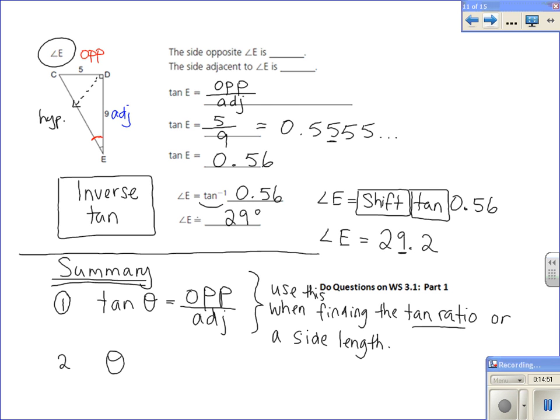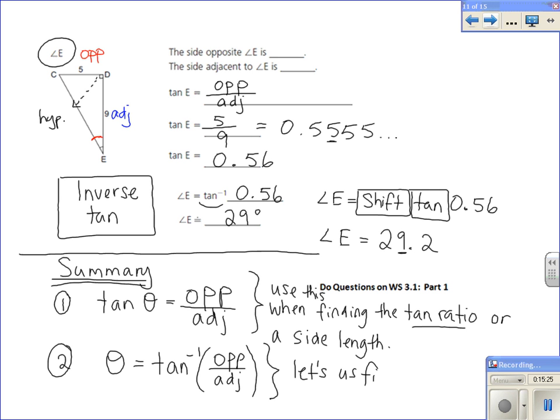The second formula then that we have is that when you're looking for an angle, theta is equal to the inverse tan of your opposite over your adjacent. So you can compute that ratio in your calculator, and then you're going to simply take the inverse tan of that ratio to give your angle. So this formula lets us find angles when we know the opposite and the adjacent sides, or if we know the ratio.